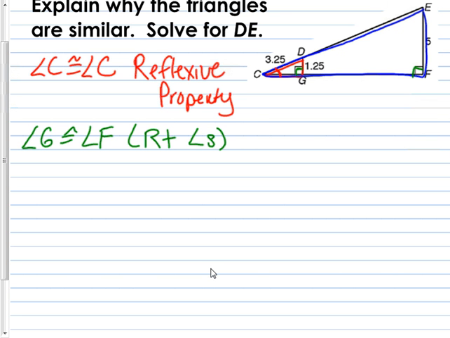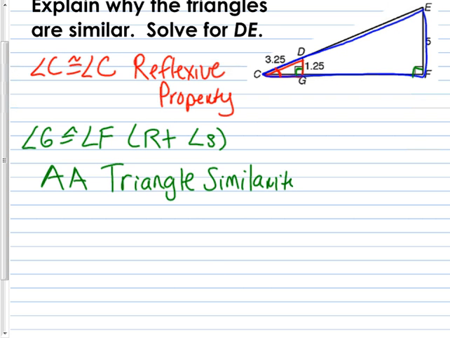So the reason we know they're similar is because of the angle-angle triangle similarity theorem. And two angles congruent, so automatically the third angle is congruent. We also can write that as shorthand as AA triangle similarity. Okay? So that's why they are similar. They shared an angle, so that angle is congruent to itself, and then they both had a right angle. So by default, the third angle is also congruent. And then it said to solve for DE.